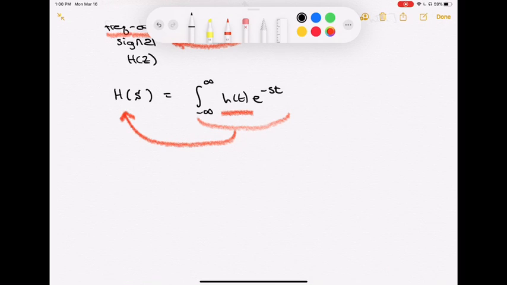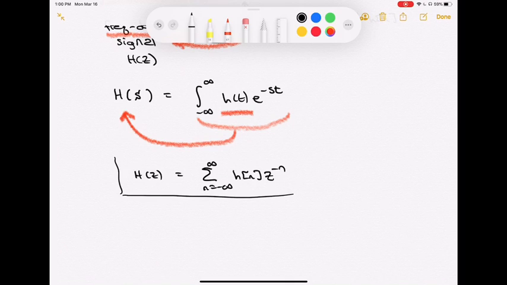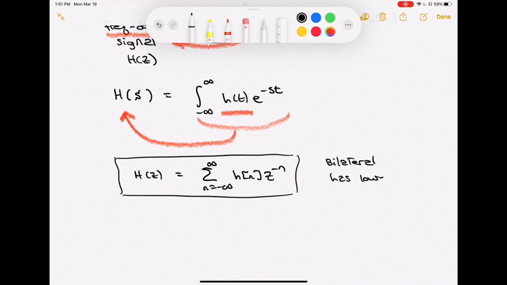signal. So this bilateral transform, this bilateral z transform, we'll go ahead and write it again. So h of z is equal to a summation, n equals minus infinity to infinity, of h of n z to the minus n. Definitely called bilateral because the lower limit goes from minus infinity. So the bilateral transform has a lower limit of minus infinity rather than 0. We'll get a unilateral transform shortly, okay?